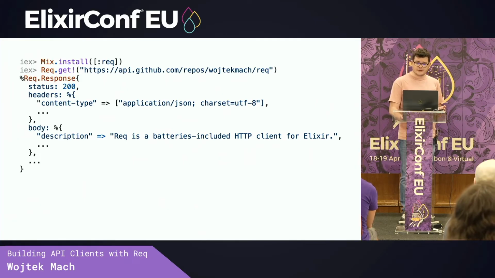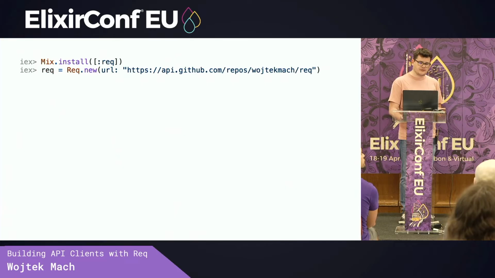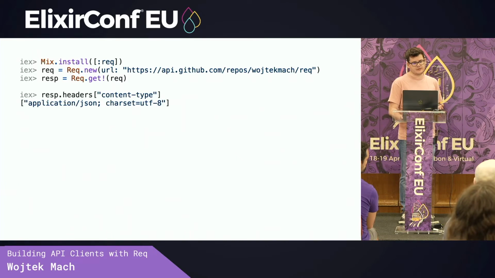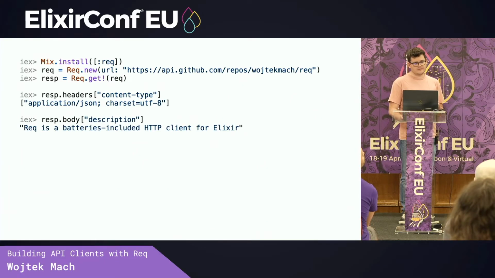Instead of making the request right away, we can build up the request struct, not make the call yet, and then later on make it. And so you'll get the same result, the Rec response. And so we can look at the headers. They are a map, so you can use the access syntax. And we have the body. I showed the content type header. So here is application JSON, and when Rec sees this particular header with this particular value, it's going to automatically decode. And so the body is a map, and we can dig into the map, so we can grab the description, and Rec is a batteries included HTTP client for Elixir.